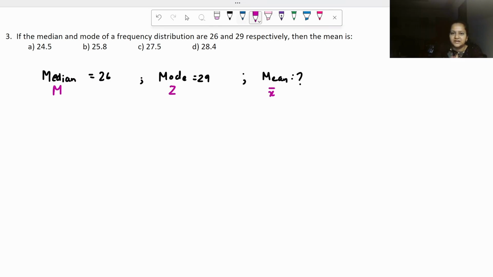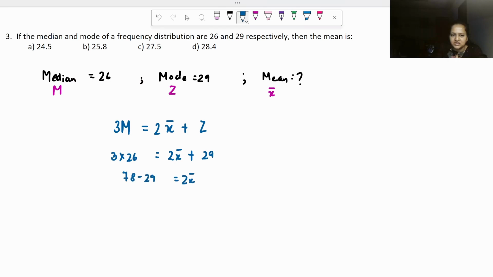So what we'll write? We'll write the relation. What is the relation going to be? 3 median, or M, is equal to 2 mean plus mode. 3M is equal to 2x bar plus Z. Now it will be simple for you to simplify this. So this is 3 into 26 is 2 mean plus mode 29. 78 minus 29 is 2x bar. Am I right? So this gives what?